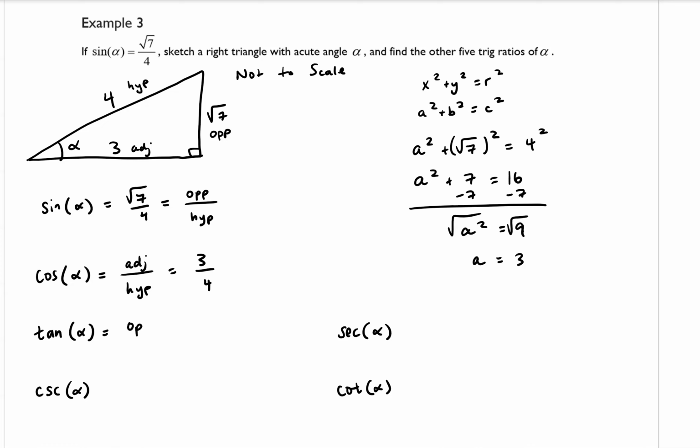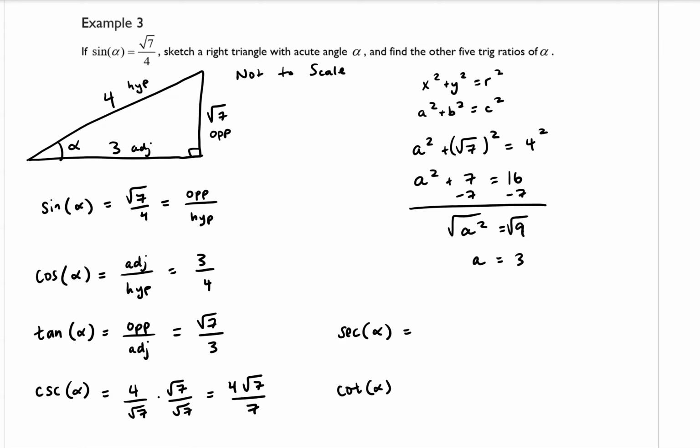Tangent is opposite over adjacent because the mnemonic device says TOA. So that's going to be the square root of 7 over 3. And I'm going to go through these other ones kind of quickly. So cosecant is the reciprocal of sine. So that's going to be 4 over the square root of 7. And if you rationalize that, that ends up giving you 4 times the square root of 7 over 7.